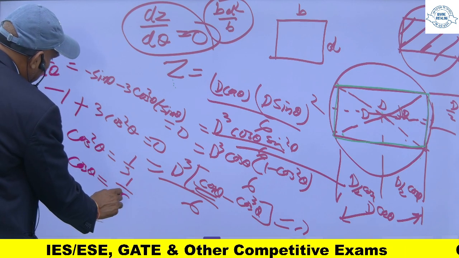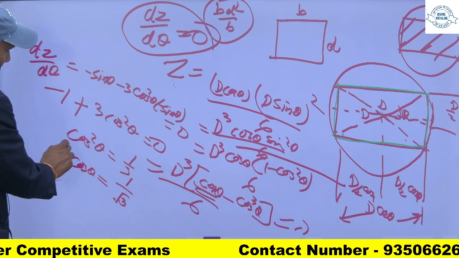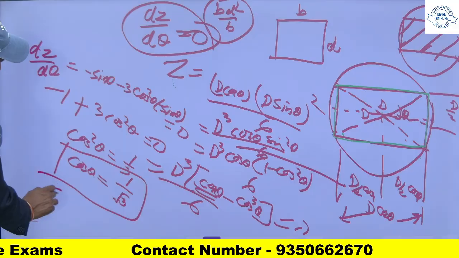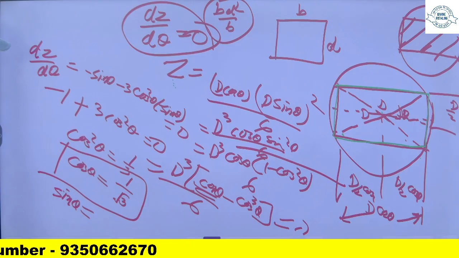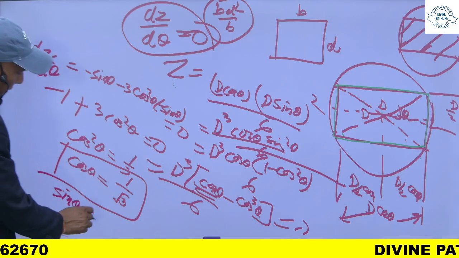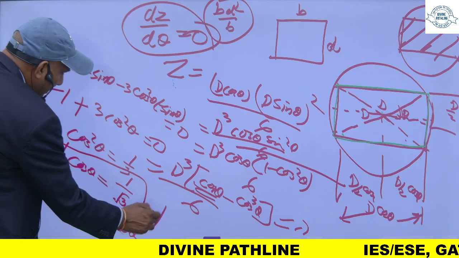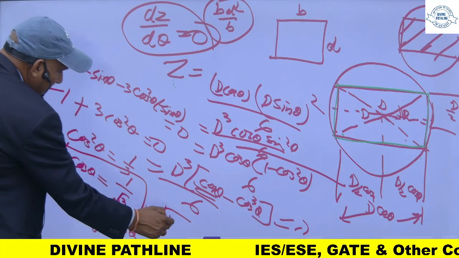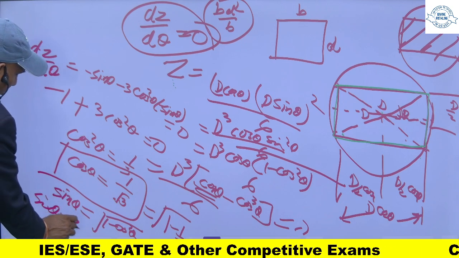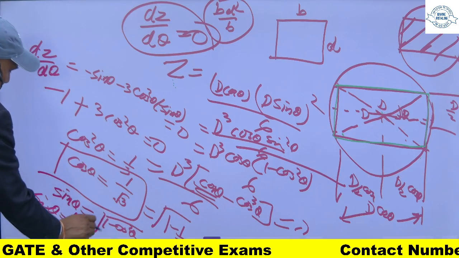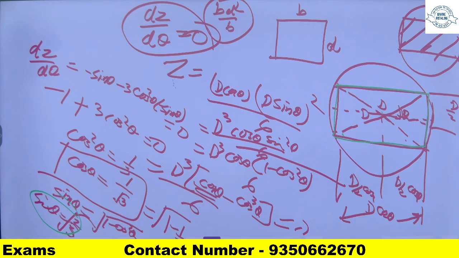1 upon root 3. This is 1 upon root 3, and sin theta will be, as sin theta is root of 1 minus cos square theta, so it will be 1 minus the square of this, which is 1 minus 1 by 3, so it will be 2 by 3. So sin theta is equal to root of 2 by 3.